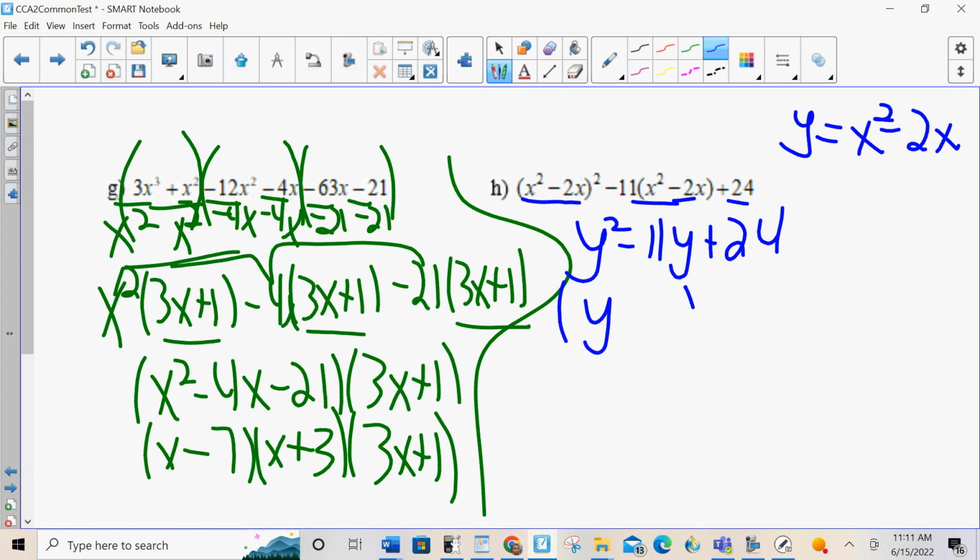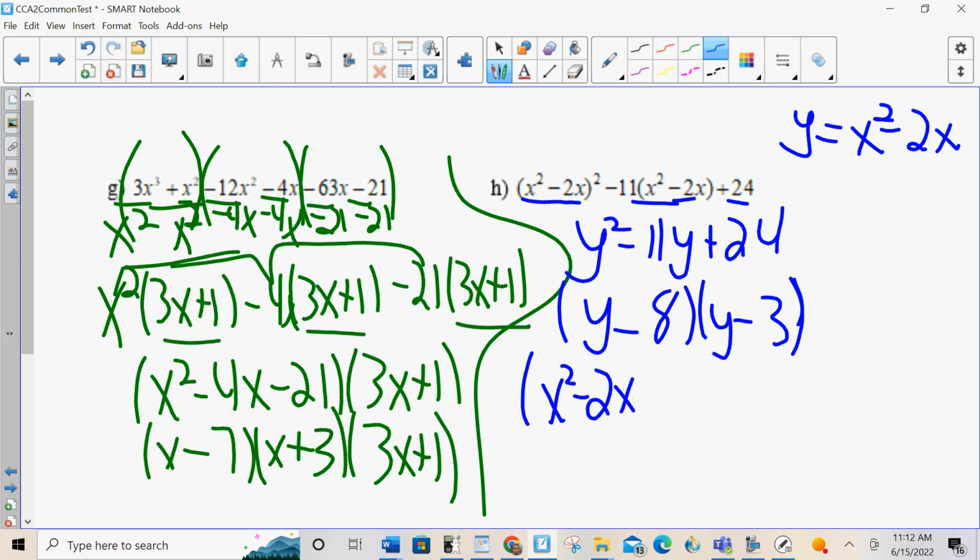I factor the trinomial normally. First sign comes down, a negative and a positive is a negative, multiplies to 24, adds to 11: 8 and 3. Now I substitute back. I replace the y with x squared minus 2x for both of them. And now I factor each of them further.